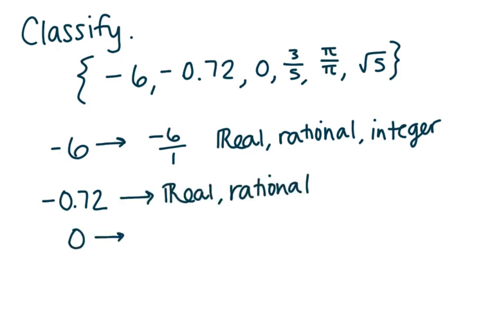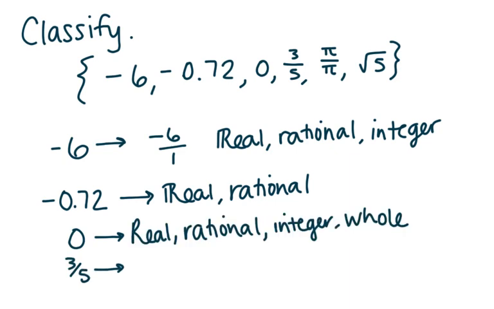0 is a real number and it is also rational. It is also an integer and it is also a whole number, but it is not a natural number. 3/5 is a real number and it is also considered rational. It is not an integer.